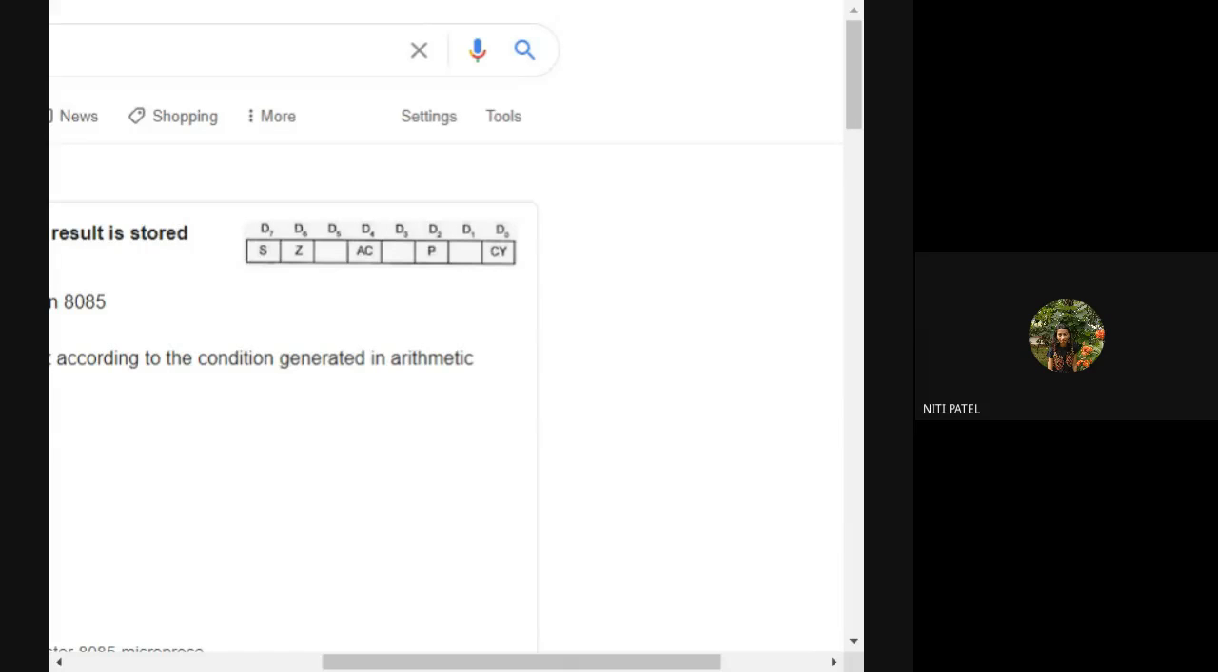Yes, I repeat. When you perform any operation and the result of that operation contains all zeros, that means this zero flag will be set to the value 1. But whenever I perform any operation and the result has non-zero bits, like 0 1 0 1 or all 1s, then this flag will be set to 0.